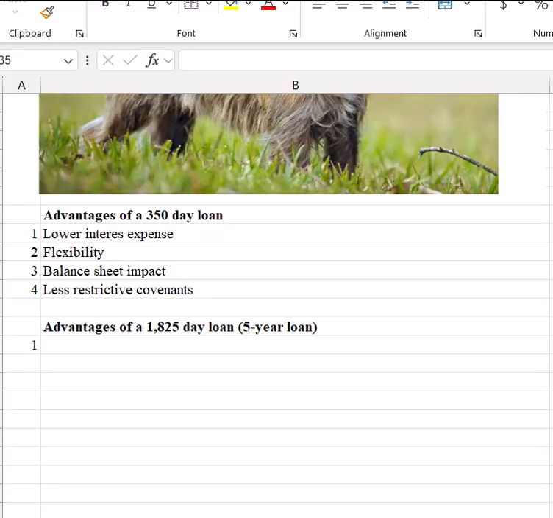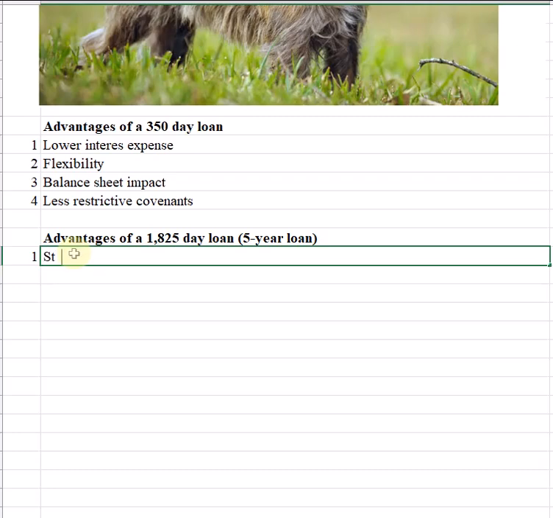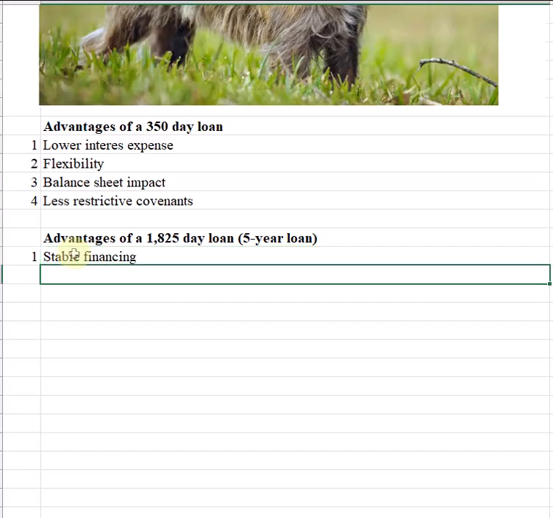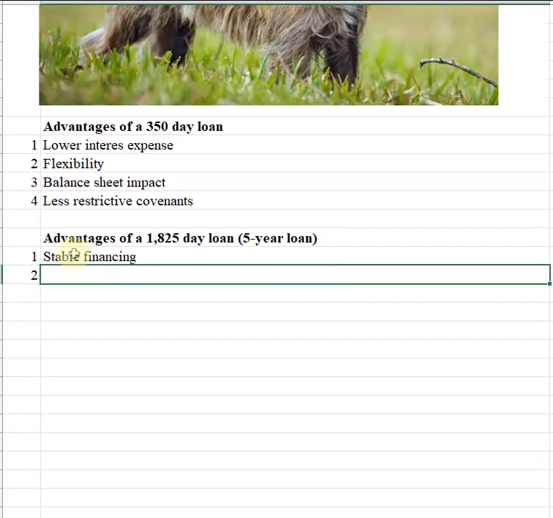Okay, now let's look at the advantages of a 1,825-day loan. First, we consider that we're creating stable financing. This provides long-term capital, right? 5 years, greater than 1 year, for land acquisition without the pressure of having a short-term payment. So that's one advantage of taking the longer 5-year loan.